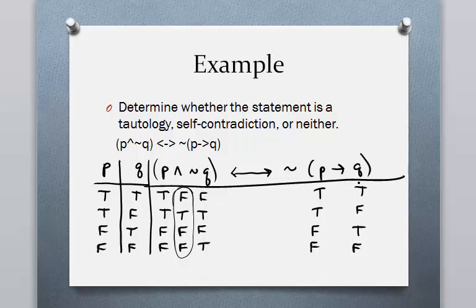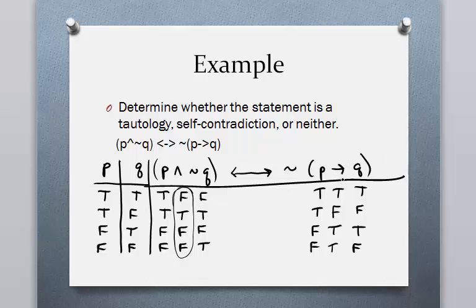If P is true, then Q is true. That is a true statement. If the first one is true and the second one is false, that is a false statement. If the first one is false and the second one is true, that is a true statement. And if they're both false, that is a true statement.